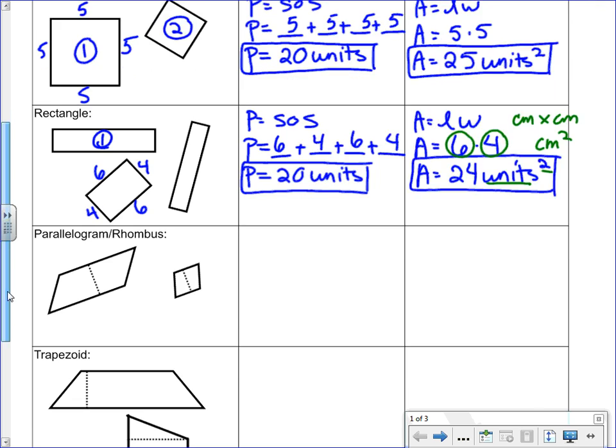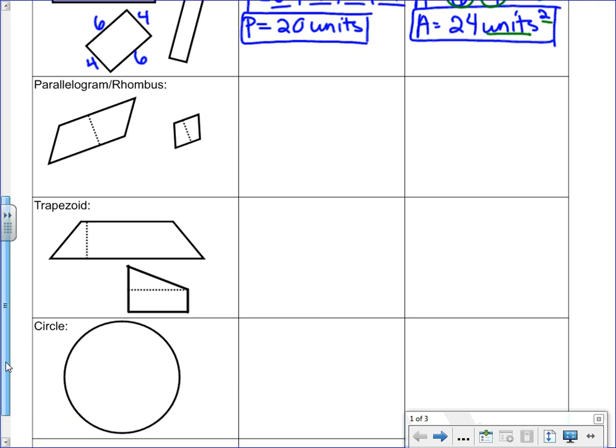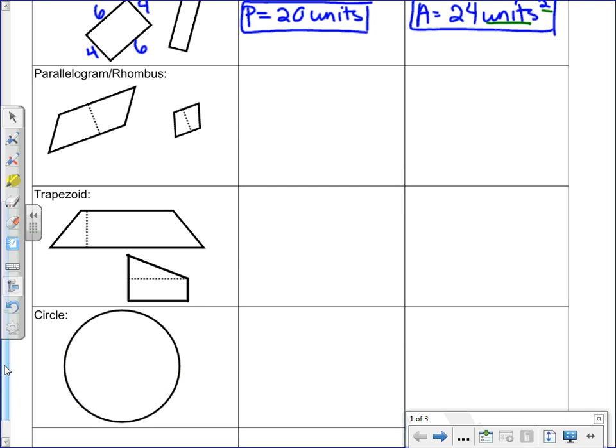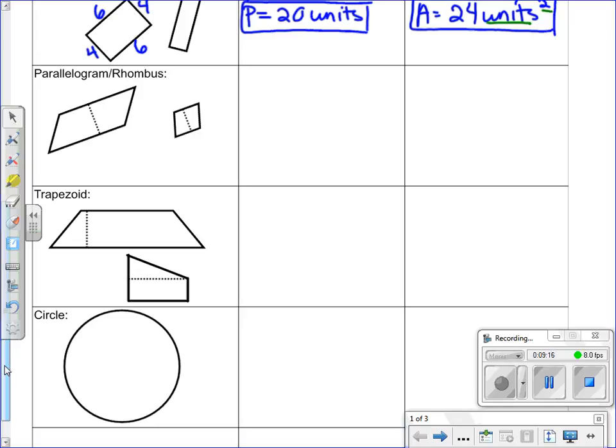A parallelogram is actually almost the same as doing a rectangle. It's almost the same thing. What we're going to do here is, instead of saying area, perimeter is going to be easy enough. Like I said, perimeter is still going to be the sum of all sides. So again, I still have 4 sides.